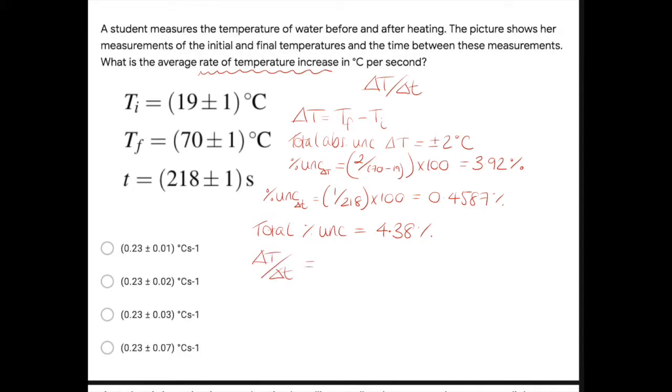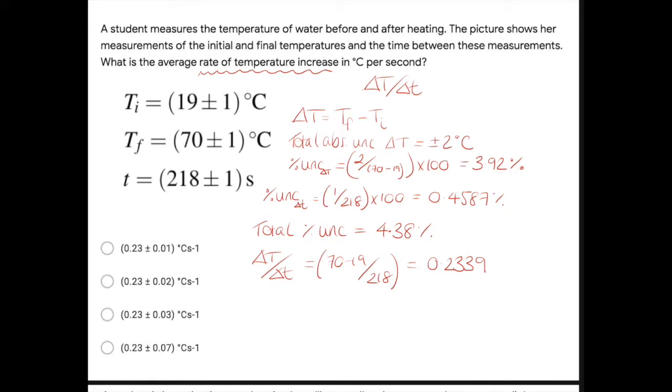So we can now use that to work out our absolute uncertainty in the final value for rate of temperature increase. So the best thing to now do is actually work out our value for delta T over delta t. So that is our 70 minus 19 divided by 218, which gives us 0.2339. Okay, we know that's correct because if we look at our 4 options, they're all that sort of value.